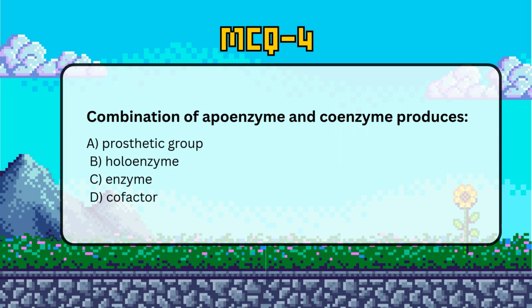The next question is: the combination of apoenzyme and coenzyme produces a prosthetic group, holoenzyme, enzyme or cofactor? So the right option is the holoenzyme because the holoenzyme is made up of apoenzyme, which is the protein part, plus coenzyme or cofactor, and that holoenzyme is a complete active enzyme.